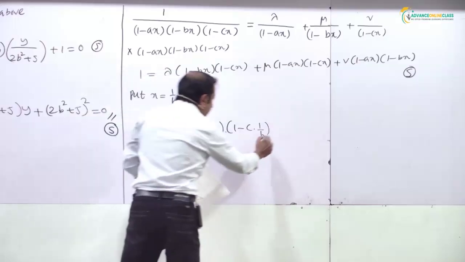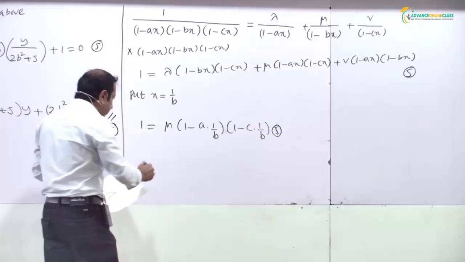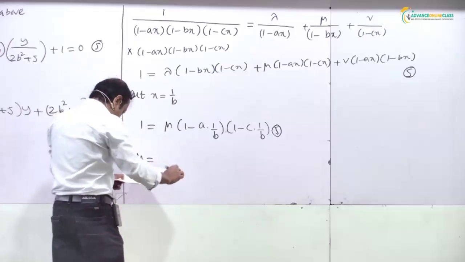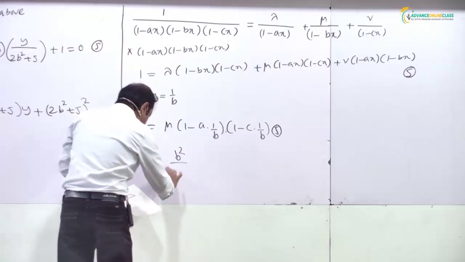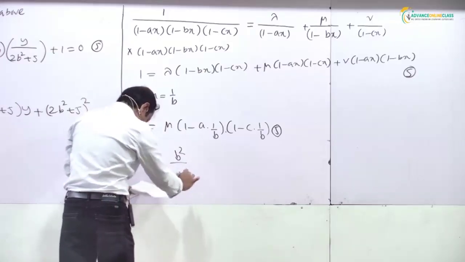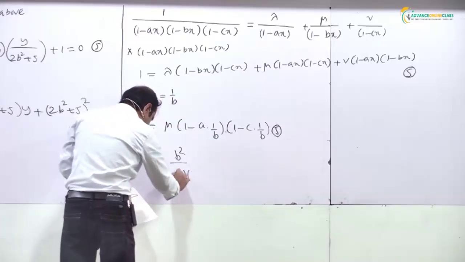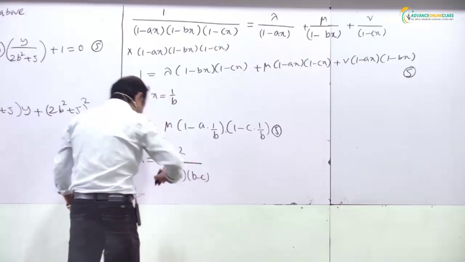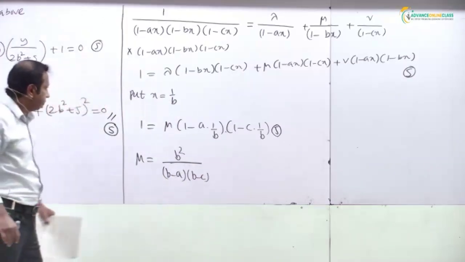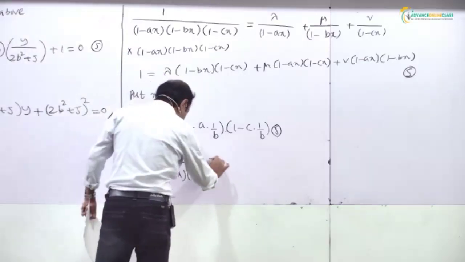Right. For this 5 marks, by simplifying this, you get mu equals this answer, b squared over b minus a, b minus c. Right. Okay. For this, another 5 marks.